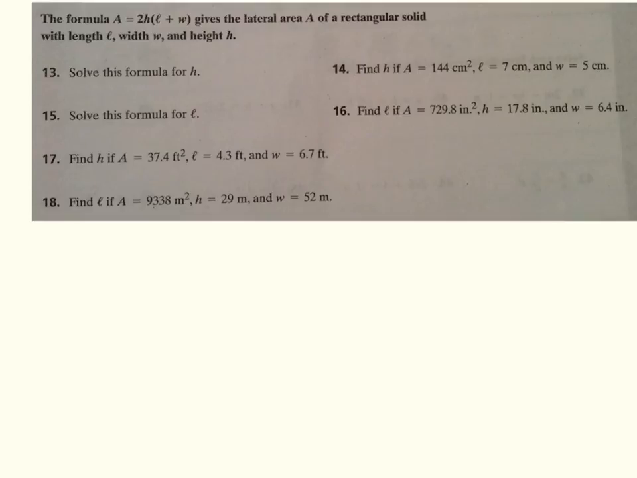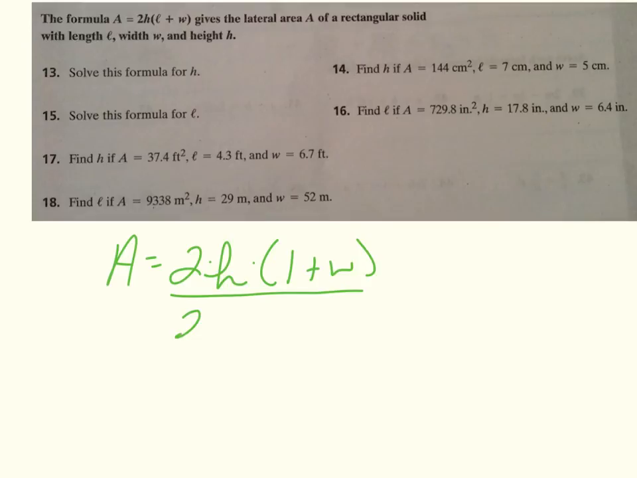Alright, so now look. What we're going to do is this. If I have the formula, A equals 2 times H times L plus W, I'm going to solve for H. Notice this is all multiplication. So at one time I can divide by 2, and I can divide by the L plus W, because it's all multiplication. There's still a multiplication right here.